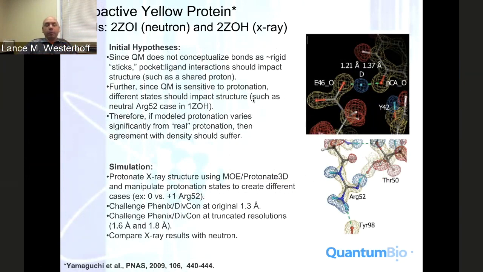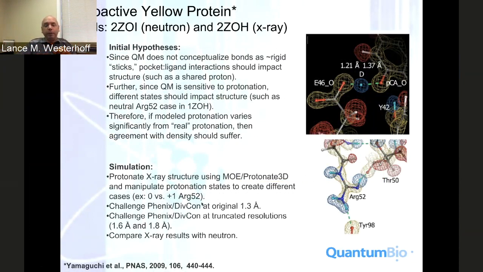Further, since we're sensitive to these protonation states, can we see whether or not the structure is changing, whether or not we're seeing the right, in this case, arginine 52 out of this example. And so, if the model protonation state varies significantly from the real protonation, and when we say real, we're talking about the one that's in the crystal, then the agreement with density should suffer in some way. That would be our hypothesis.